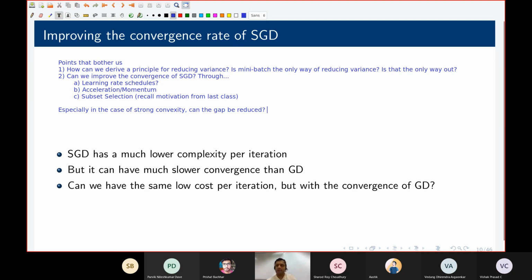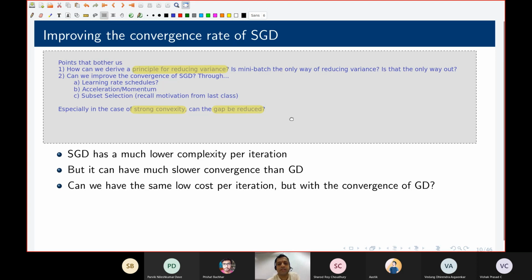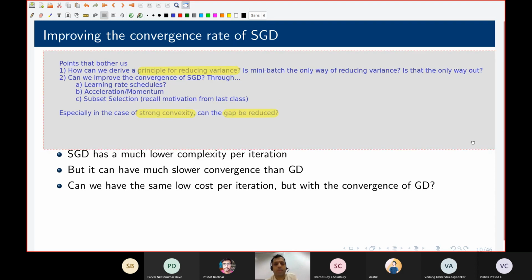I must point out that the reduction in gap in the case of strong convexity is very related to reducing variance also. The two are related, so I'm going to highlight them in the same color. The principle for reducing variance is something we'll reuse for both. Reducing the gap in the case of strong convexity, or even just convexity, but strong convexity was certainly a bother for us. Anything else that comes to mind, or should we move on?